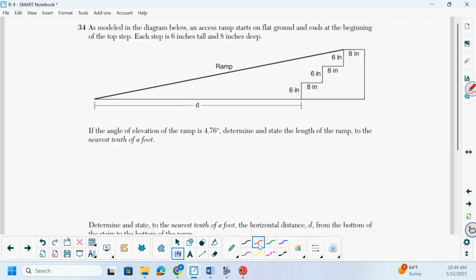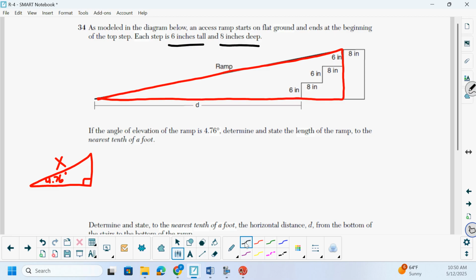So because we want to find the length of the ramp, this is really the triangle that we're working with here. So I'm going to redraw that triangle down here. And they told us that the angle is 4.76 degrees. Now we eventually want to find the ramp, so I'm going to call it x. There's something we need to be careful about in this question. We want to find x to the nearest foot, but they gave us these measurements in inches.